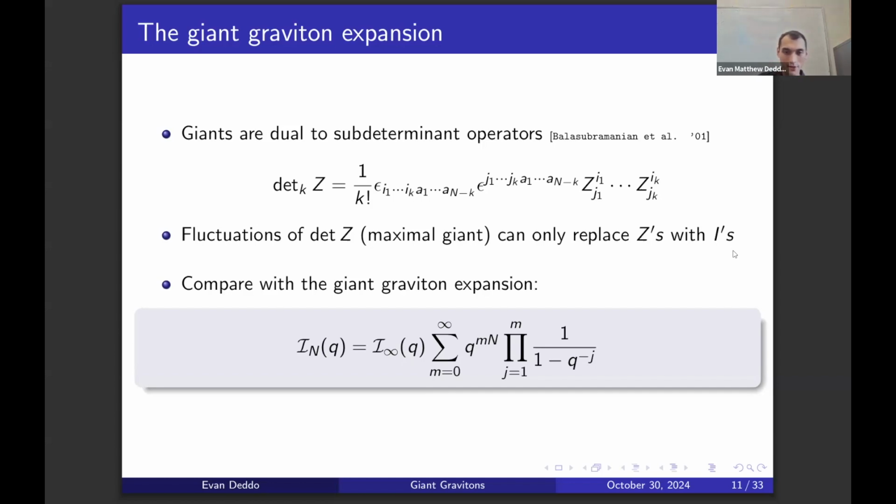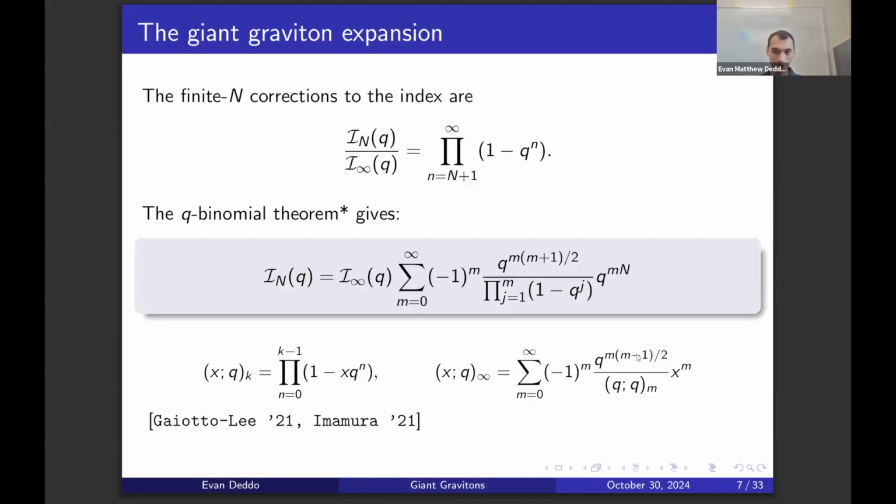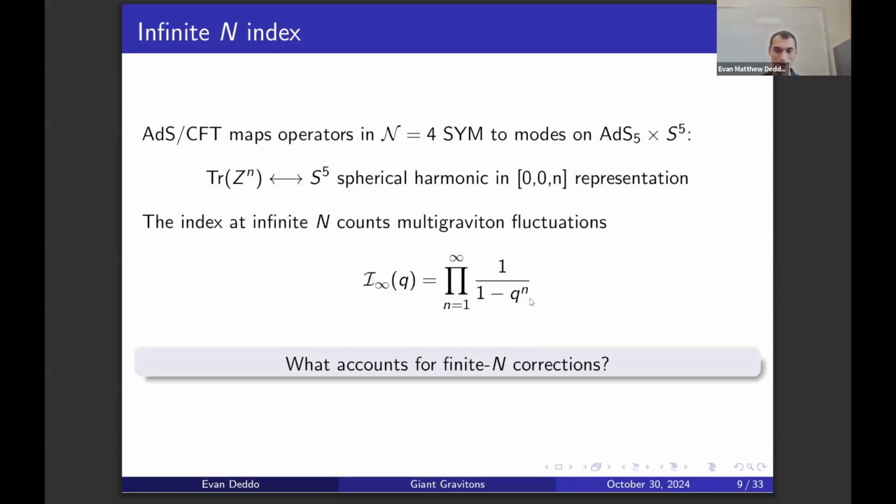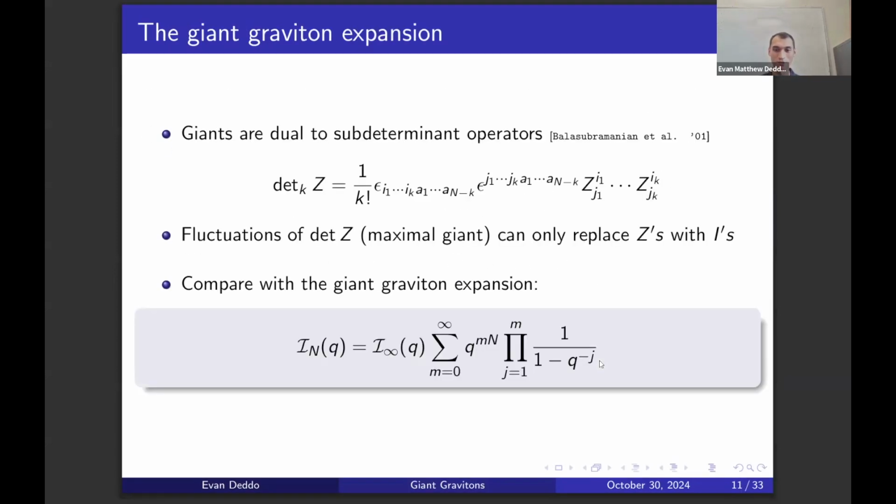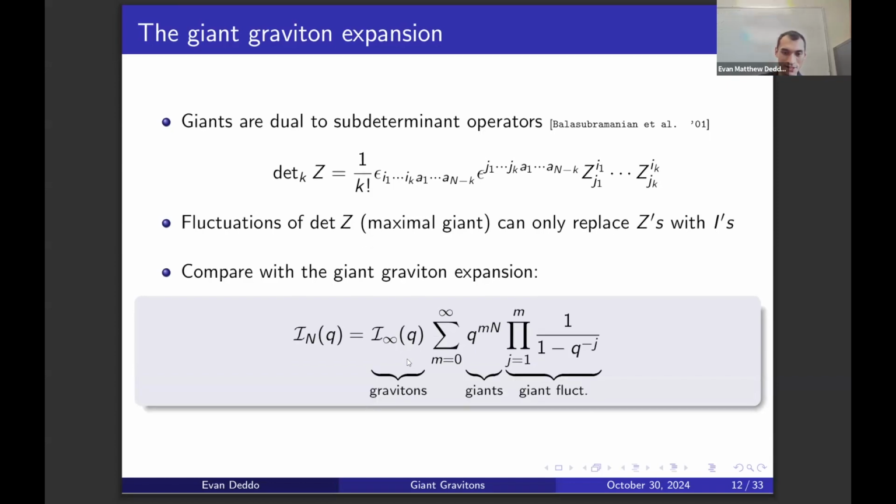So knowing this, we can look at the giant graviton expansion. And this is a slightly different form of it, because on a previous slide I showed this. It's possible to resum this, basically rewrite this part of the giant graviton expansion in terms of q to some negative powers in this simpler way. And then we can see the different terms now and interpret them, because this term corresponds to the gravitons.